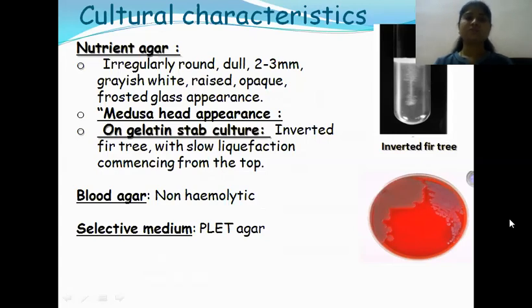Bacillus anthracis can also grow on blood agar producing non-hemolytic colonies. It can also grow on a selective medium called PLET agar. PLET agar consists of polymyxin, lysozyme, EDTA, and thallous acetate. So we have pictures of growth of Bacillus anthracis on blood agar and gelatin stab cultures.